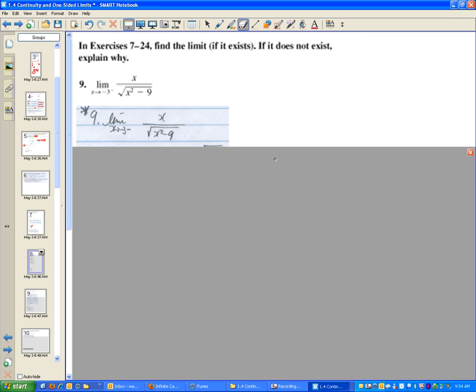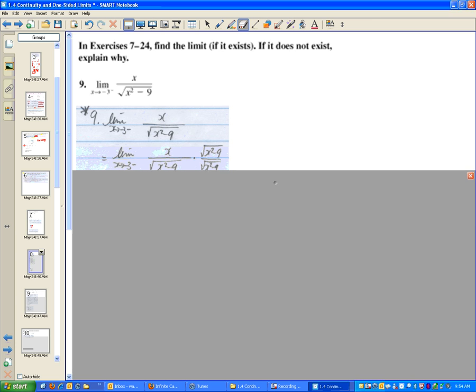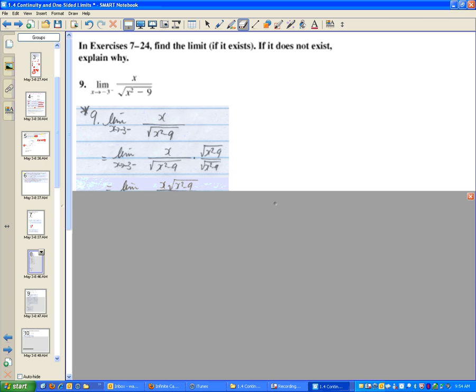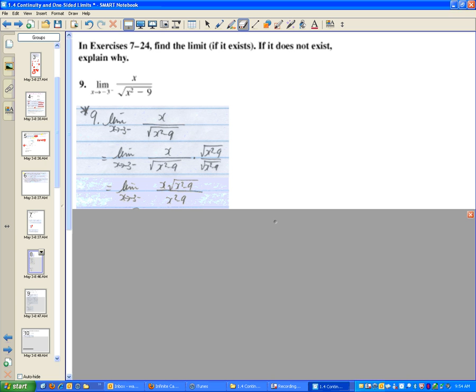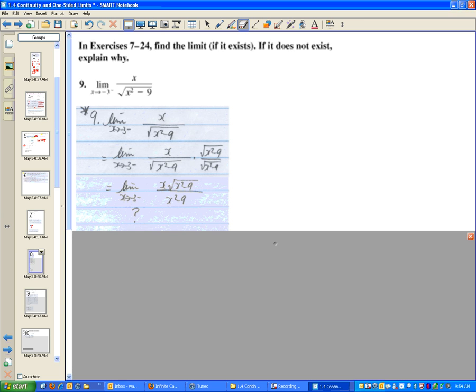I'm going to lead you down a false trail first. I told you ahead of time. We have the limit as x approaches negative 3 from the left of x over the square root of x squared minus 9. All right, I can't use substitution because that would give me a denominator of 0. So I try multiplying by the square root of x squared minus 9 over the square root of x squared minus 9. That gives me this, and I still can't use substitution.